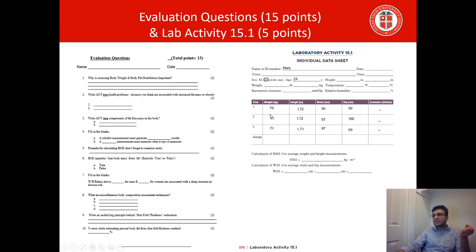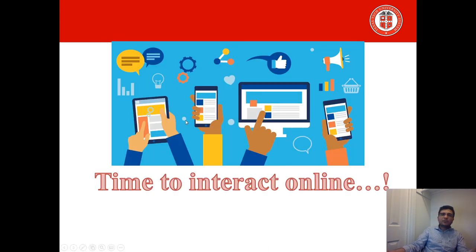So the idea is that I have put in all the measurements of weight, height, waist circumference, and hip circumference. You need to average all of them and put them in the formula for the BMI and the waist hip ratio. So the idea is that you should know how to use the information in practice and know the theory behind them by answering these questions. So that is the end of the presentation.